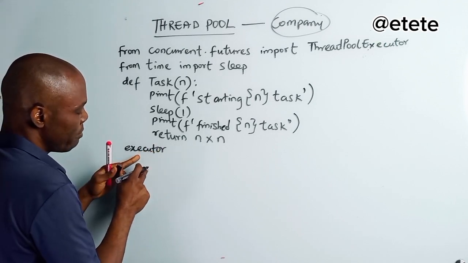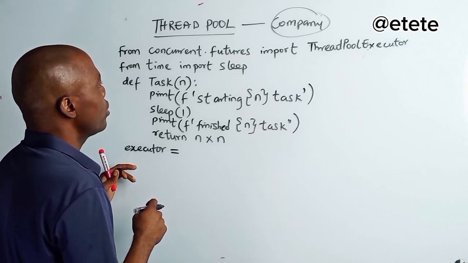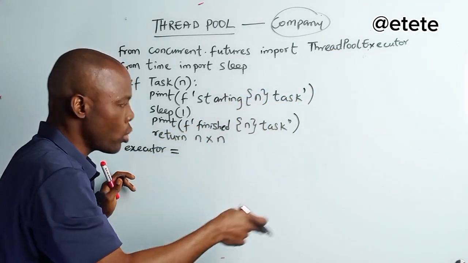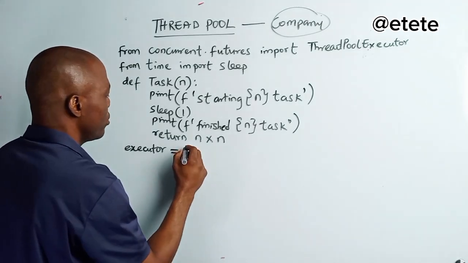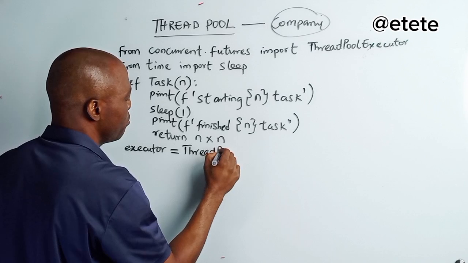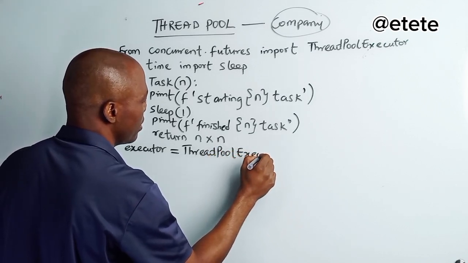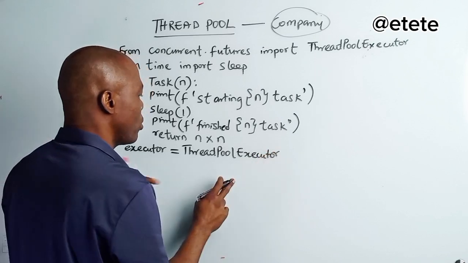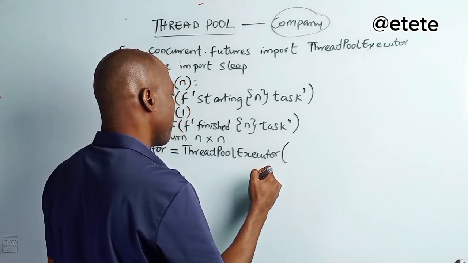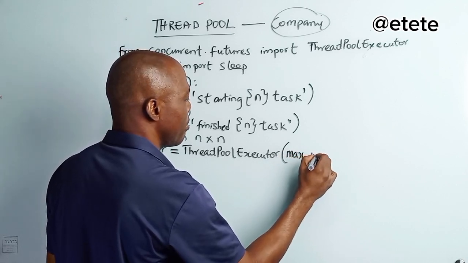So this is the name of my ThreadPool executor. Then I am going to use the ThreadPool executor class. So I'm going to call the constructor. That's what I will use to create it. So ThreadPool executor. Then inside it, I will say maximum worker.